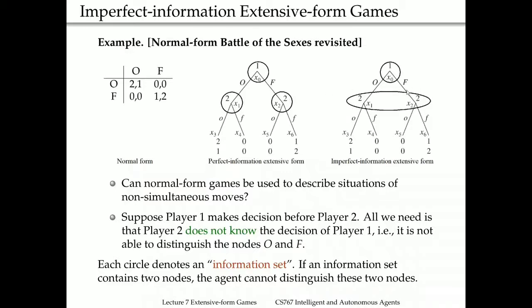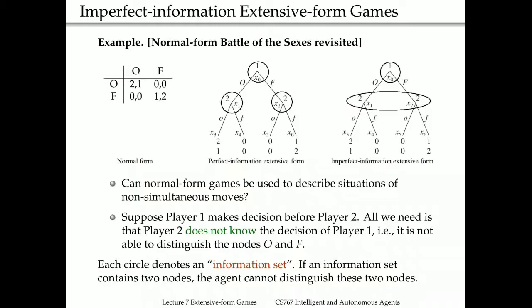In an imperfect information case, although player 2 knows that player 1 had made the decision, player 2 is not able to distinguish the nodes O and F. Right? So in this case, player 2 has to make a decision independent of the action of player 1. And this will correspond to exactly the same situation as in a normal form game where the two players make simultaneous independent actions.